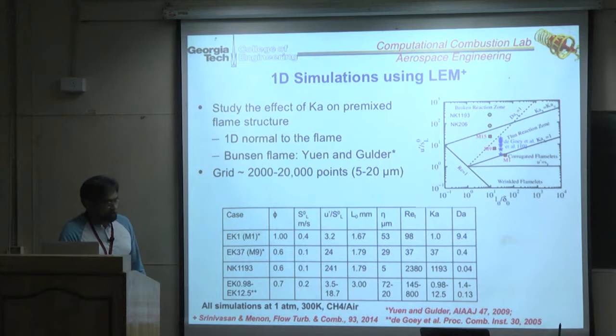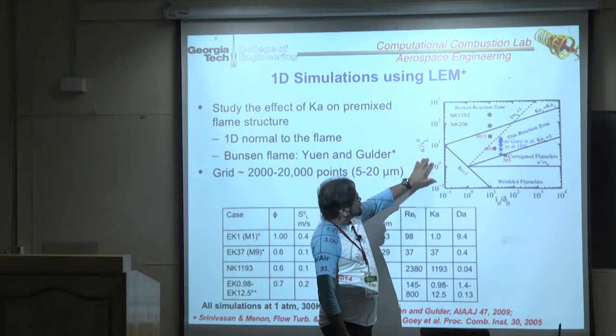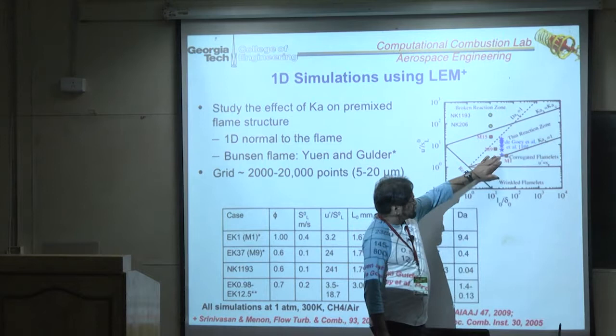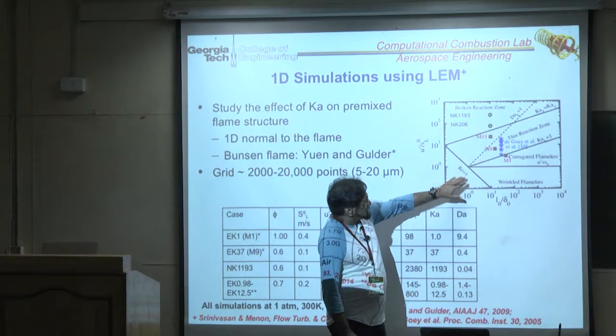So here's a, I don't know how many of you are familiar with this kind of diagram, this is called the Borghi diagram. So here is a corrugated flamelet regime. Maybe Forman Williams talked about it. Essentially, the idea is that as the turbulence goes up, here's the laminar side. Your flame starts to wrinkle. Then the wrinkling goes up.